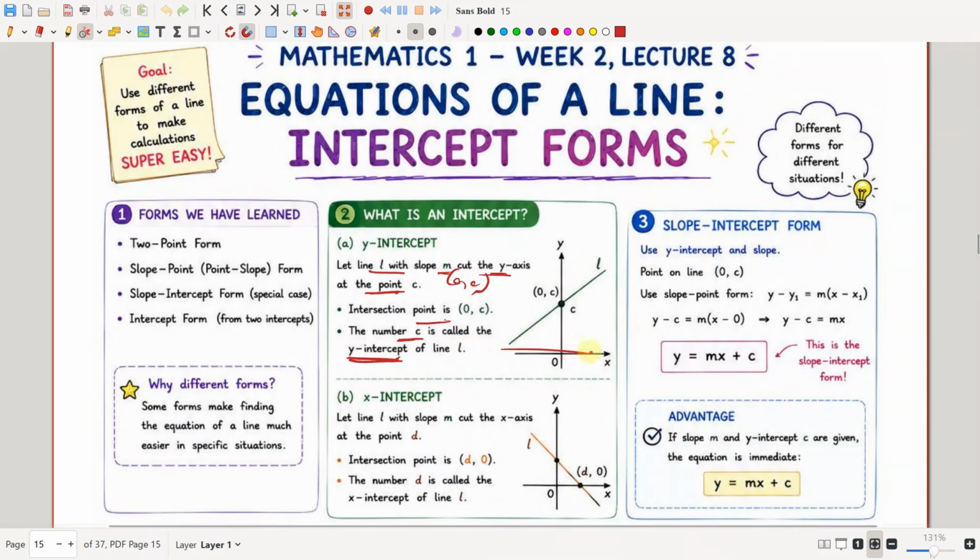See here, you have some x-axis and y-axis and a line is hitting the y-axis at the point C. Okay, so this intersection point is called the y-intercept.